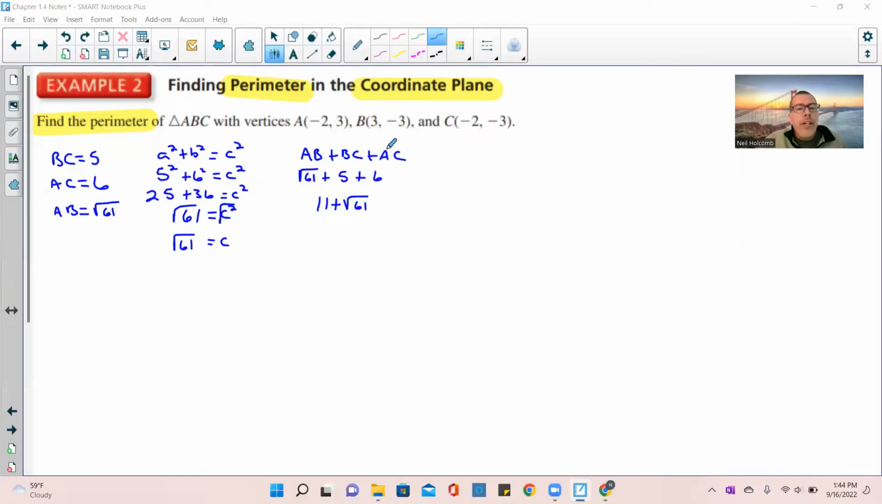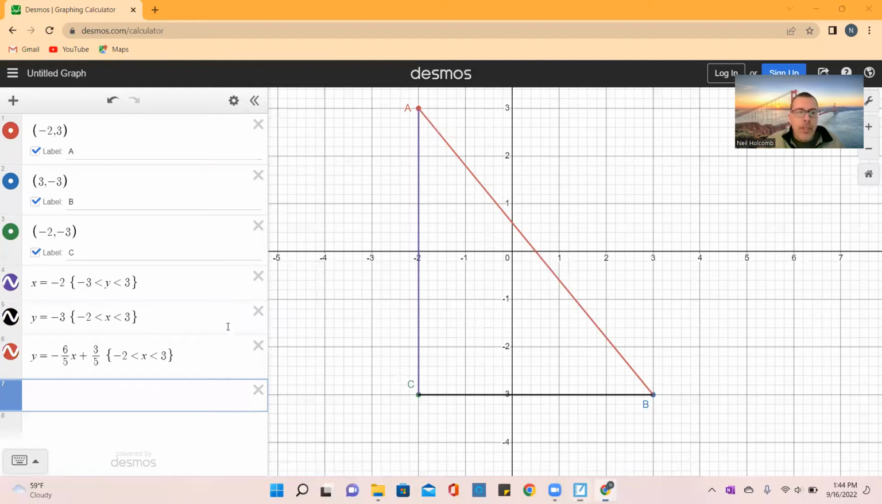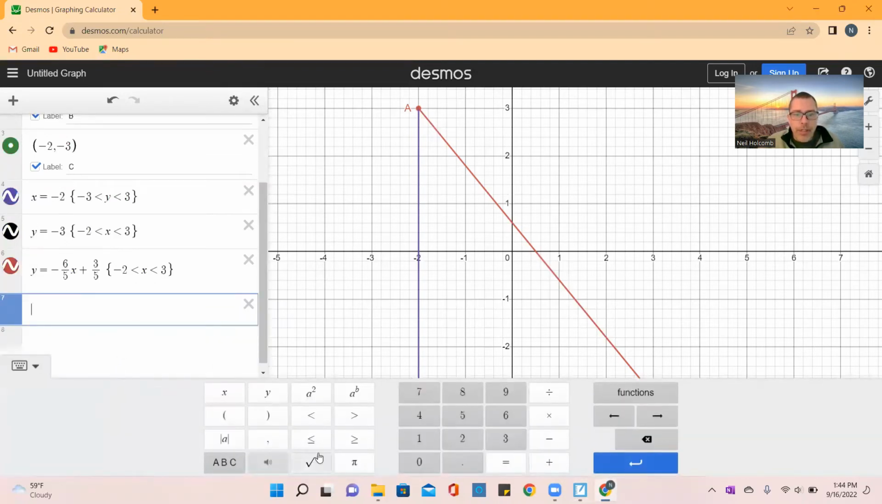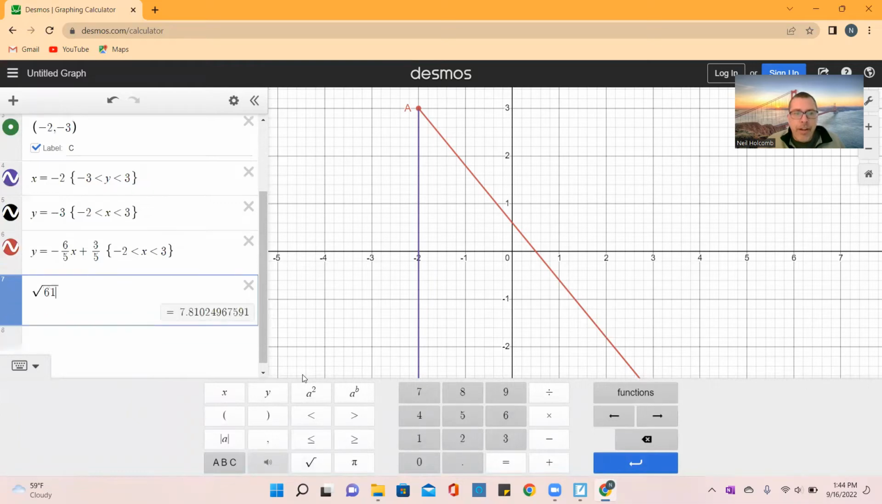Okay, this question did not ask you to approximate or anything, but I'm going to. We don't usually leave an answer like this, 11 plus the square root of 61. What I would do is go back to Desmos and just put the square root of 61 in the calculator and see what its value is. So the square root of 61 is approximately 7.81.